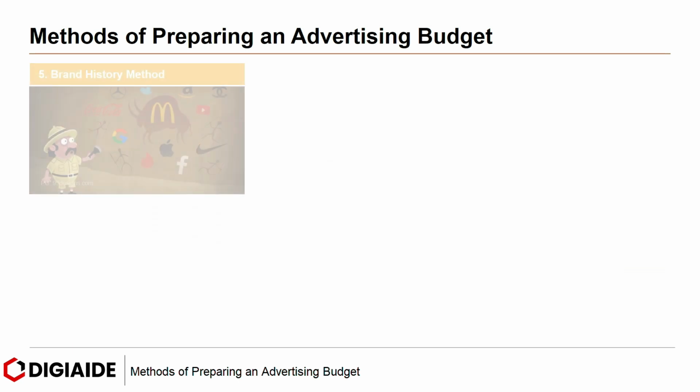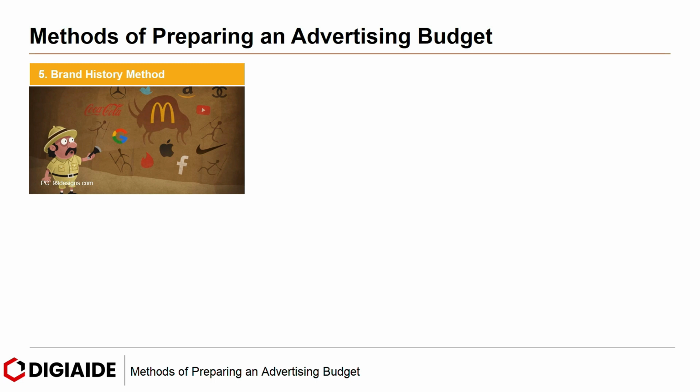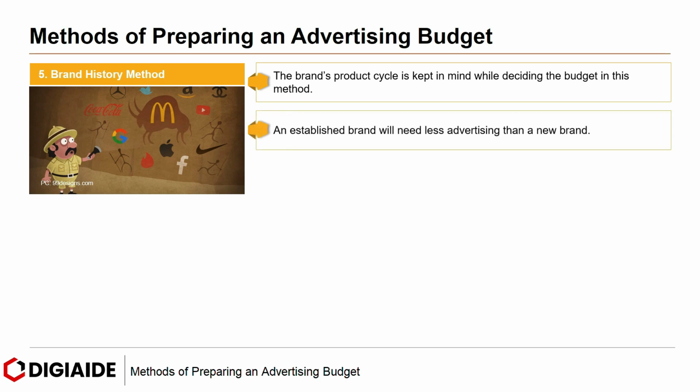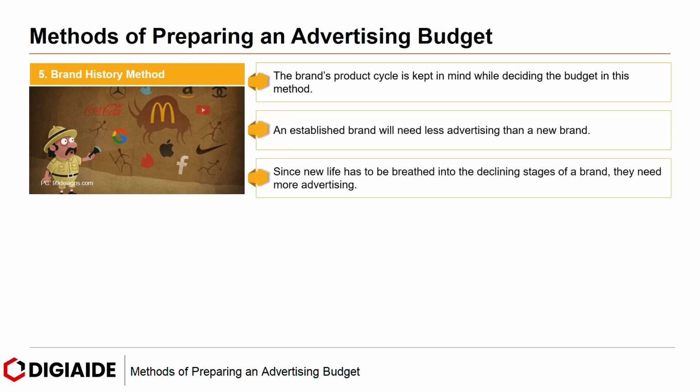Moving on to the fifth method, brand history method. The brand's product cycle is kept in mind while deciding the budget in this method. An established brand will need less advertising than a new brand. Since new life has to be breathed into the declining stages of a brand, they need more advertising.